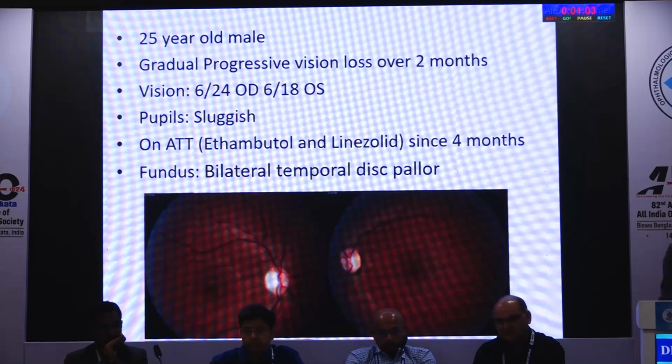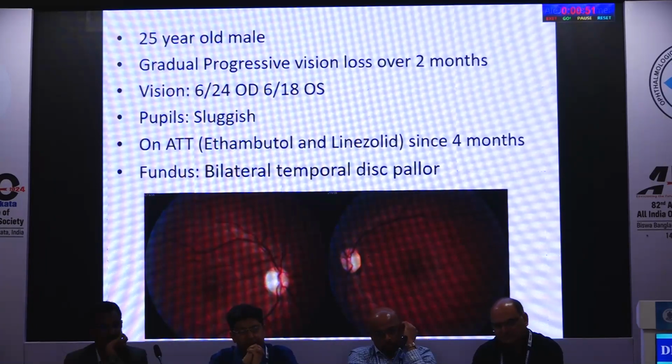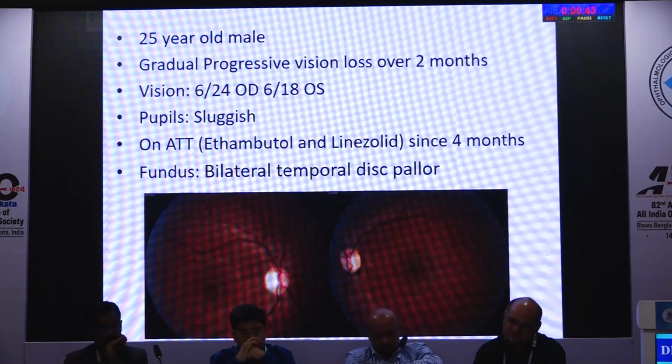Now here you've got a male patient who presented with subacute, gradual onset vision loss that is happening over time. He's been on ATT, taking ethambutol and linezolid. You can see that there is a temporal pallor developing in both the optic nerves. When you look at the fundus, there is a color vision defect as well.